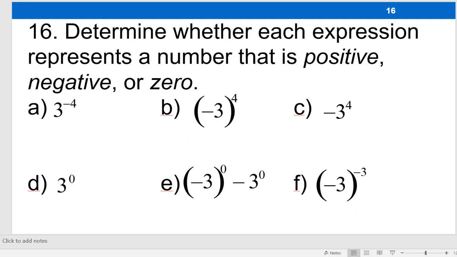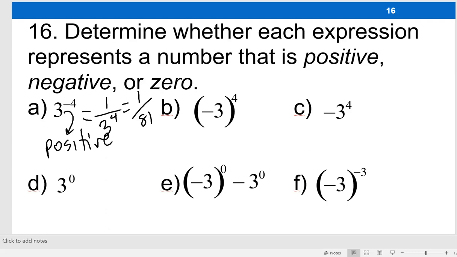Is the number positive, negative, or 0? Well, 3 to the negative 4th does not make the number negative. Remember, what that means is 1 over 3 to the 4th, 1 over 81. 1 divided by 81, that is not negative. So this is still positive.